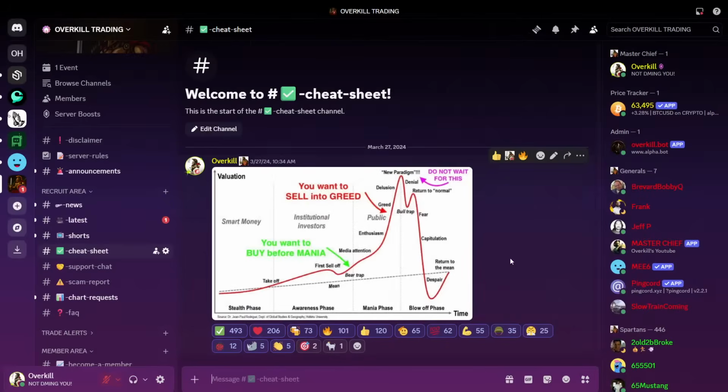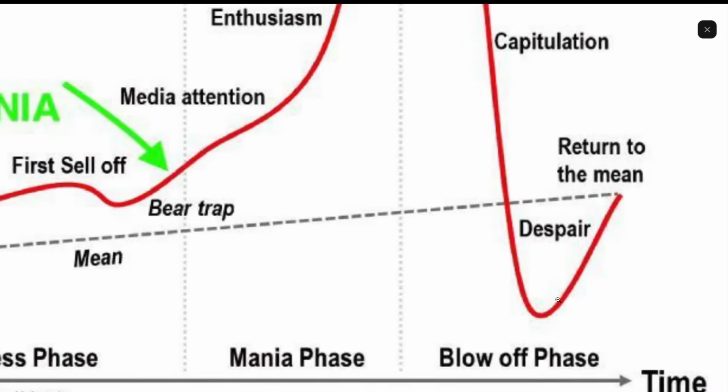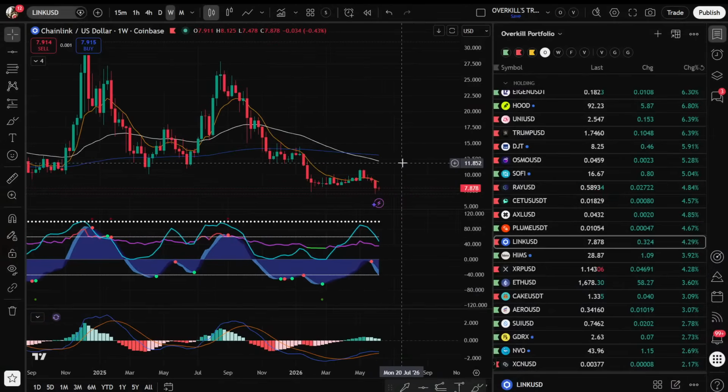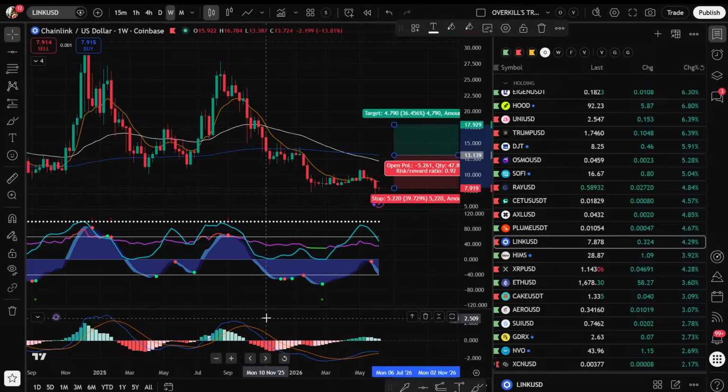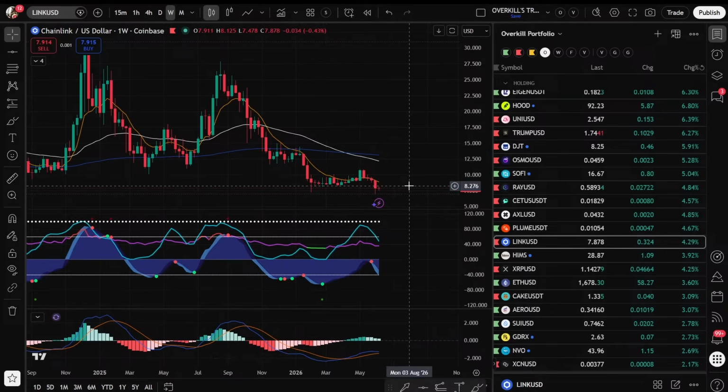Why do you want to do that? Because you're buying it at a massive discount, right? The mean, the average, so the 4-year average of Chainlink is sitting at $13 right now. Okay, it's sitting at $7.90. That's a 40% discount. Again, we're going to Costco. They got a sign outside when we get there. It says, everything's 40% off.